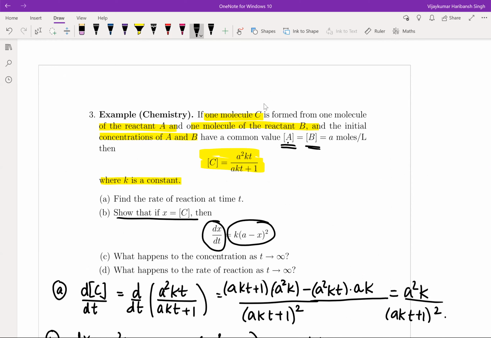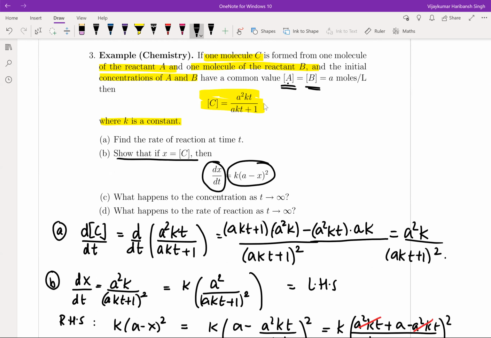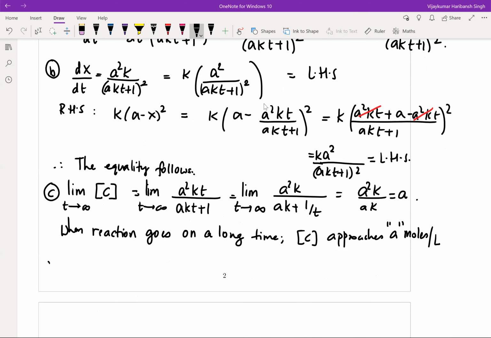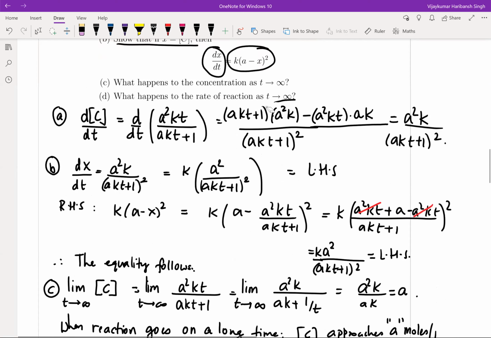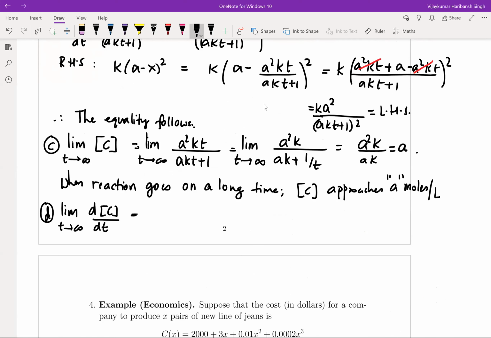Okay. Now it's asking the next thing, what happens to the rate of reaction as t goes to infinity? So let's look at that. D. So we are asking what is the limit as t goes to infinity of dC by dt. Because after all, dC by dt is the rate of reaction, right? So what happens to the rate of reaction? If you think from the aspect of chemical reaction, C is approaching A moles per liter. That means dC by dt will approach 0, right? Because eventually the reaction will stop after some time.